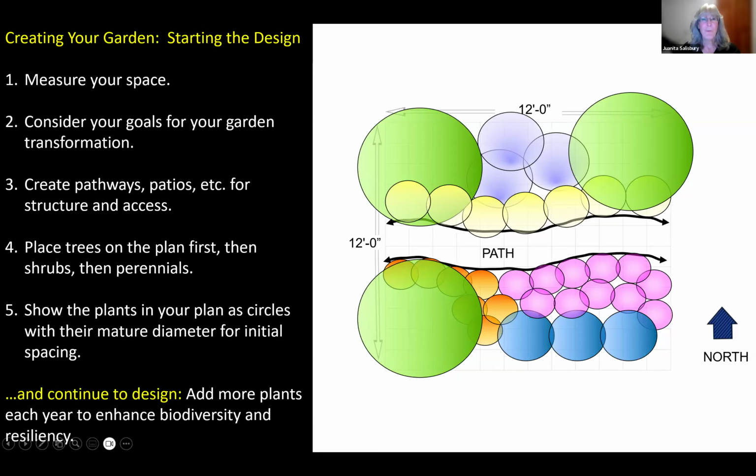So like a 3-2-1: trees, shrubs, and then perennials. So biggest, medium, small. And what you want to do on your plan is show those plants as circles at their mature diameter. That helps you with your initial spacing to get your initial plants in first.